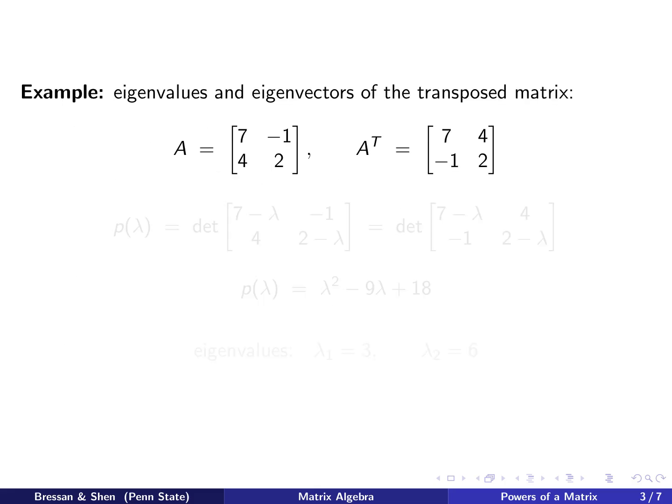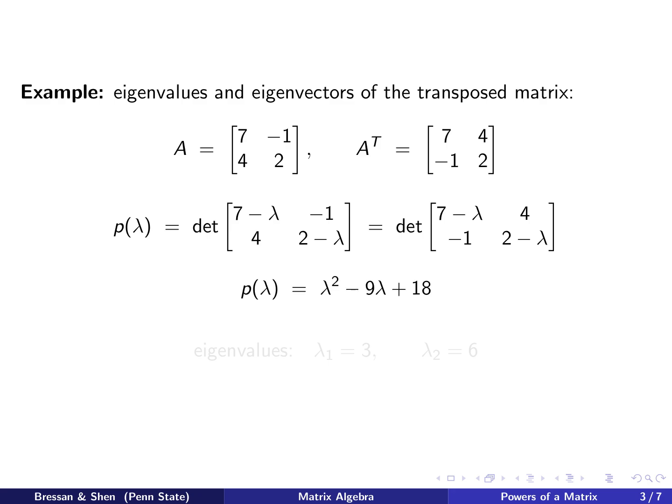Let's take an example. We take a matrix A, 2 by 2, which takes this form, and now we form the transpose by flipping these two elements, and we get A transpose. And now we can form the characteristic polynomial by computing the determinant of A minus lambda I or A transpose minus lambda I. Now we have the characteristic polynomial, which is a polynomial of degree 2, and it takes this form. And then we can factorize it and solve it.